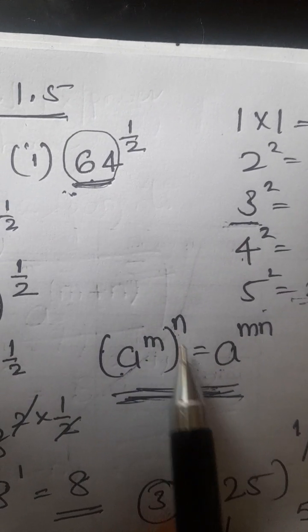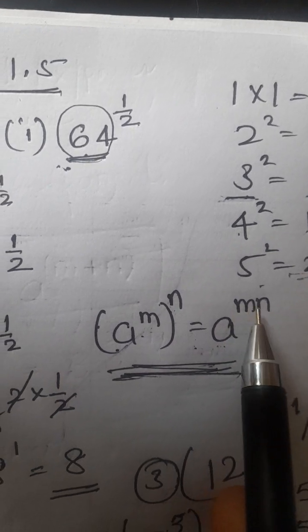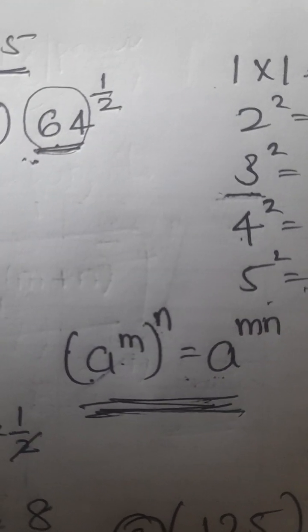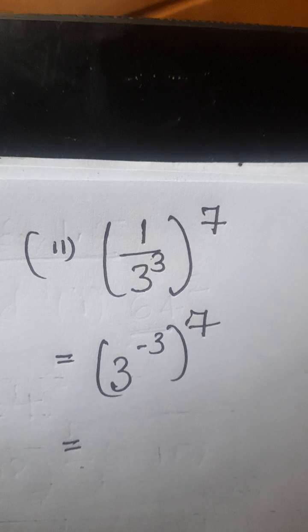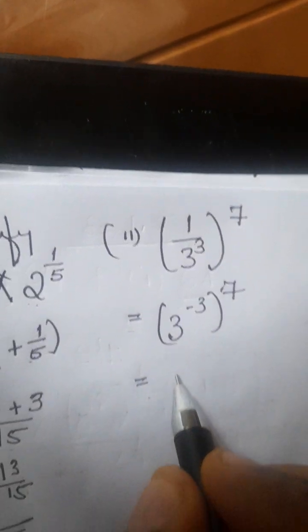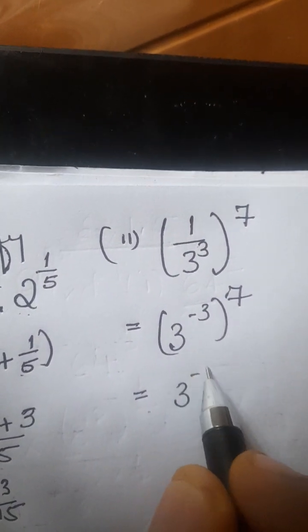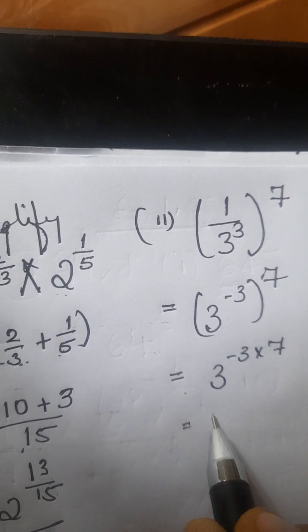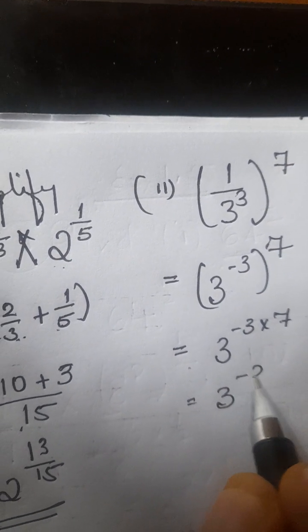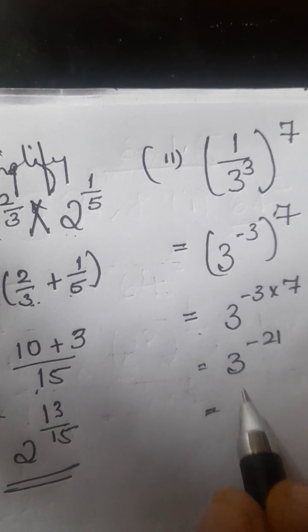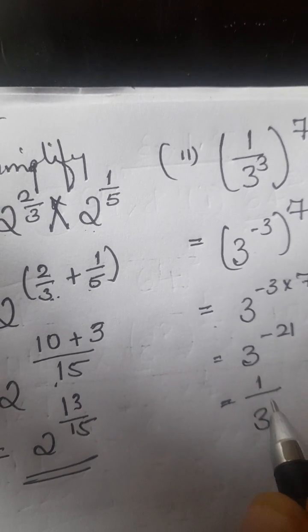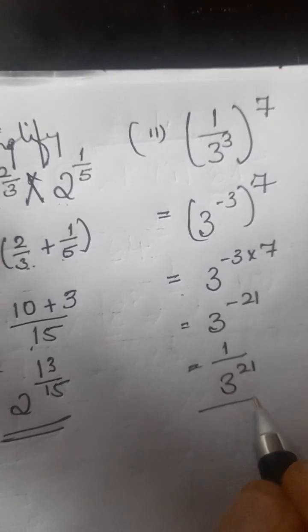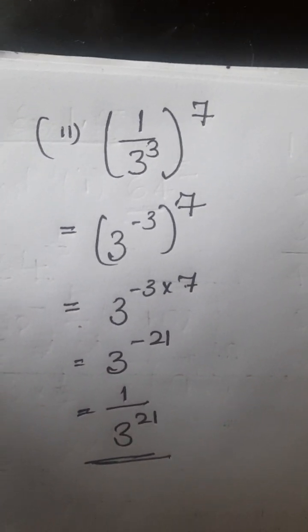A to the power mn is equal to a to the power m into n. So this rule I will apply now. So this is going to be 3 to the power minus 3 into 7. So this is equal to 3 to the power minus 21. So this is equal to 1 by 3 to the power 21. This will remain as your answer.